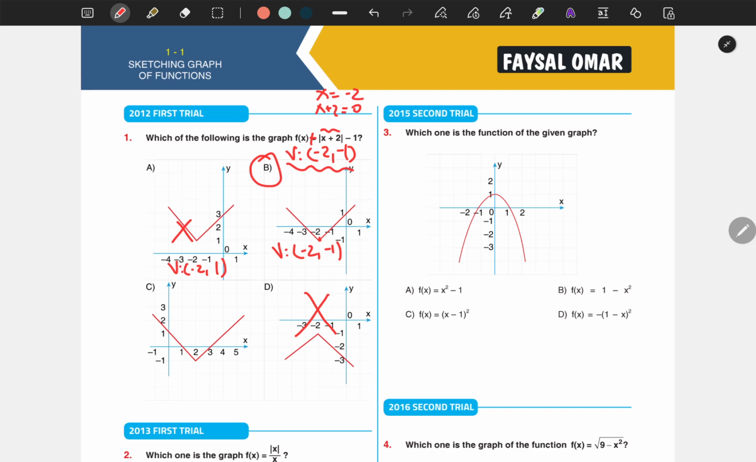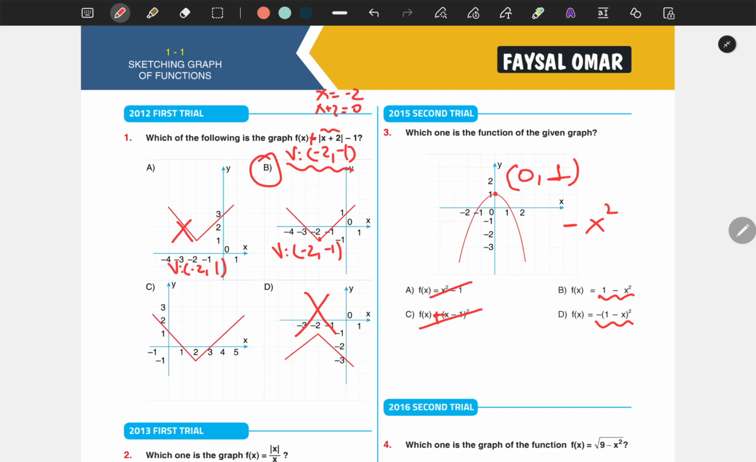Which of the following is the given graph? When you look at the given graph, it is downward, isn't it? It means the sign of the x squared will be negative. Look at here, this one is positive, this one is positive, eliminated. I have this and this. When you look at here, my vertex is here, isn't it? What's the meaning of this? x is 0, y is 1.